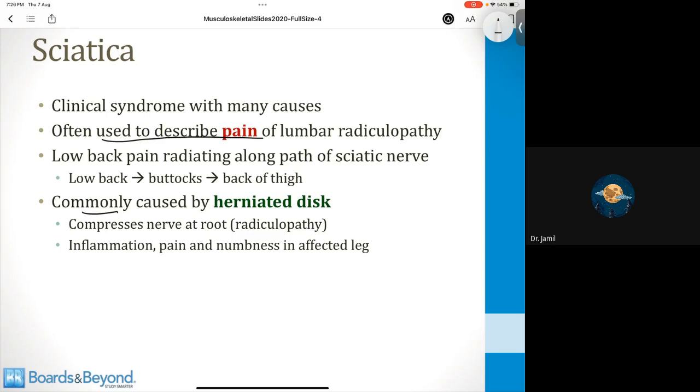How can we have this lumbar radiculopathy? We can have it due to a herniated disc, as we discussed. It can lead to compression. It can also be due to inflammation.